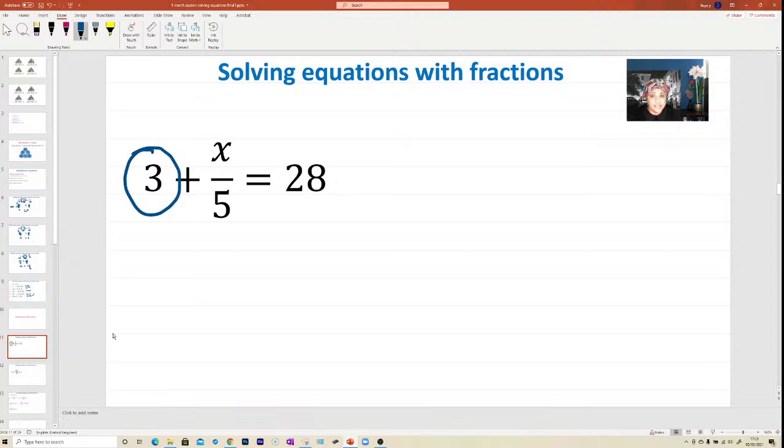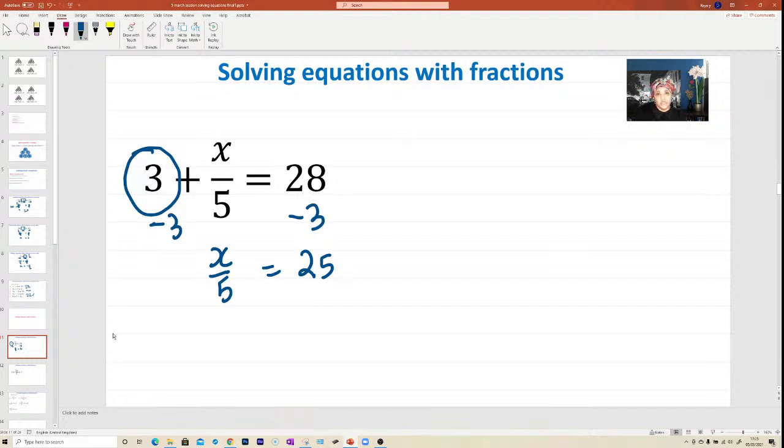3 is positive. There's no sign here. It means positive. Remember, the sign of a number is always on the left. So there's no sign on the left, which means this number is positive. We're going to take away 3 on both sides. So 3 take away 3 is 0. Then we're left with x over 5 equals 28 take away 3, which is 25.